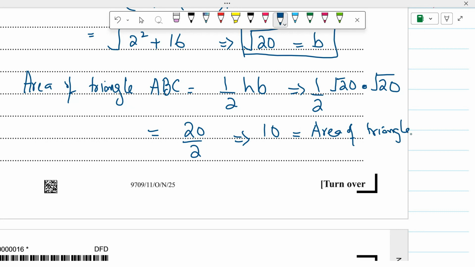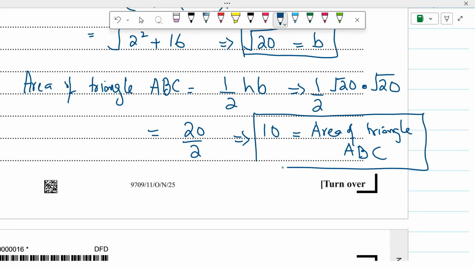So we have calculated the area of triangle ABC, and this is 10 unit square.